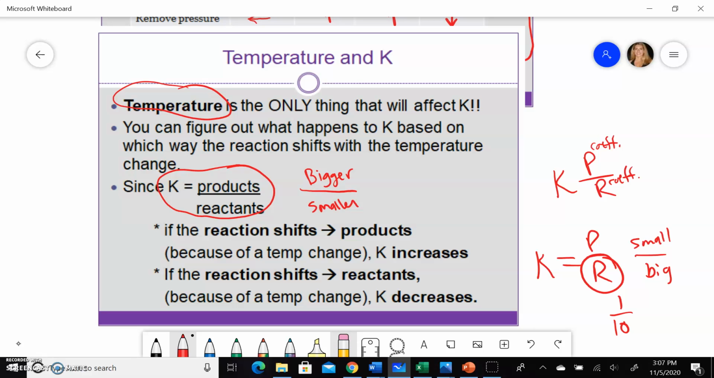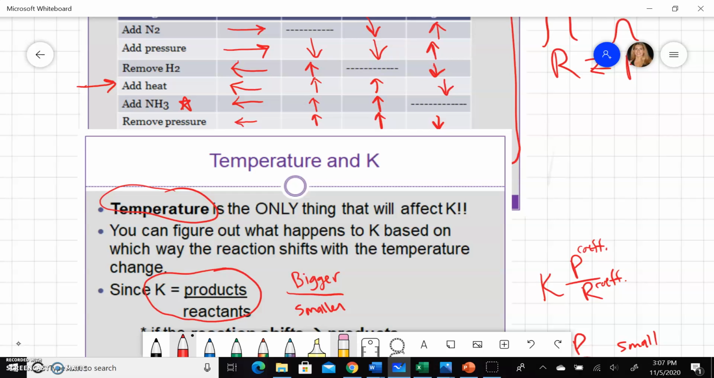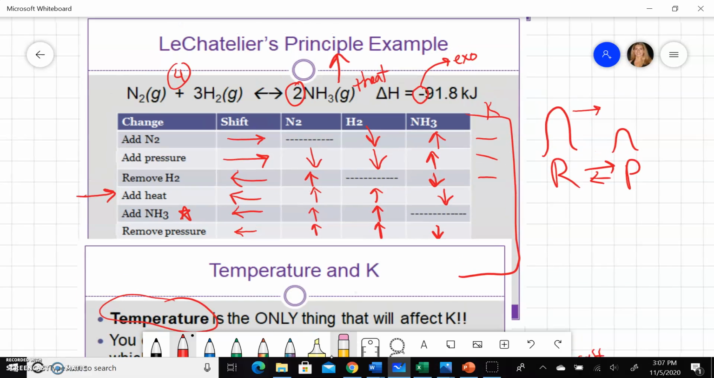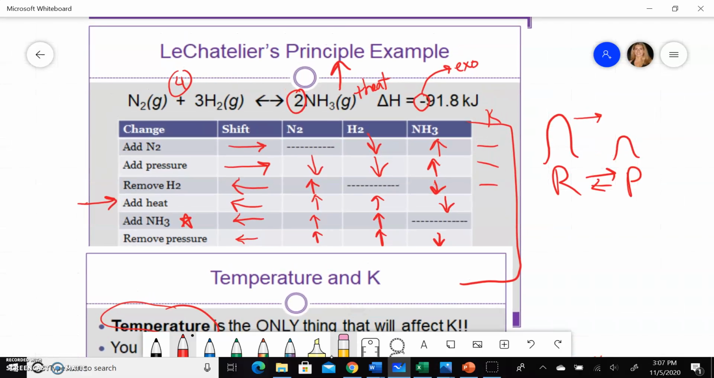So if the reaction shifts towards the products because of the temperature change, then K will increase. If it shifts towards the reactants, K will decrease. So in your progress check for this K, you're going to cross off all of these except for temperature. So that's the first thing. Whoops, that one shouldn't be crossed off. The only ones that will be affected are the ones that have temperature involved.